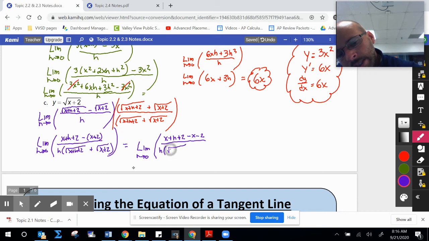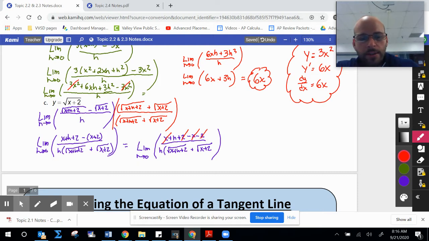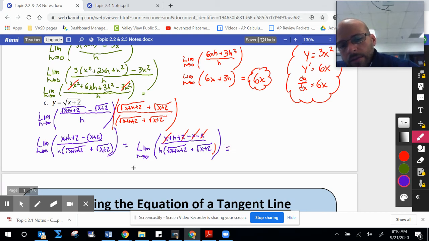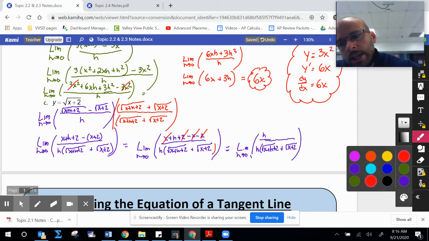Again, I think you guys could probably do this in fewer steps. The x's cancel, the 2's cancel, and I'm going to be left with the limit as h goes to 0 of an h over an h times the square root of x plus h plus 2 plus the square root of x plus 2. Okay, the h's cancel.